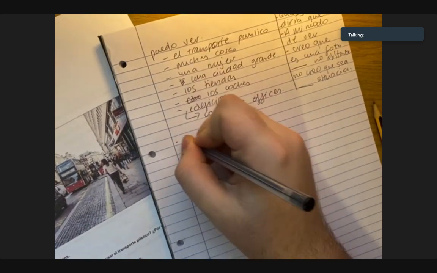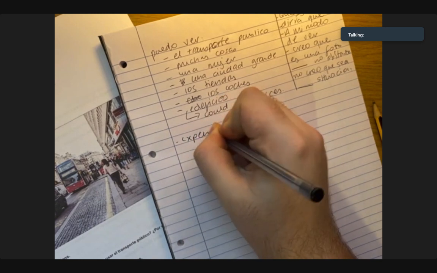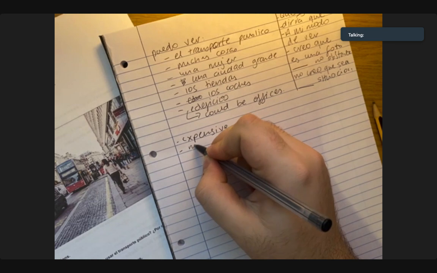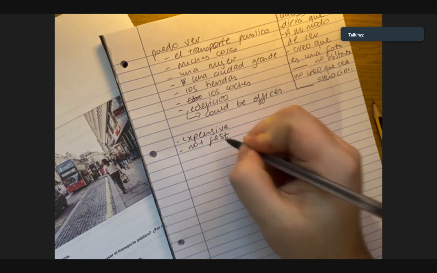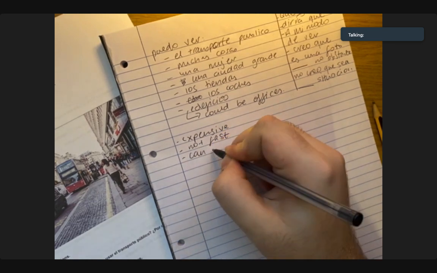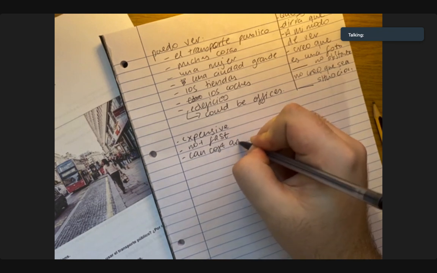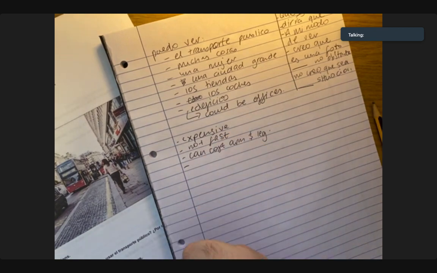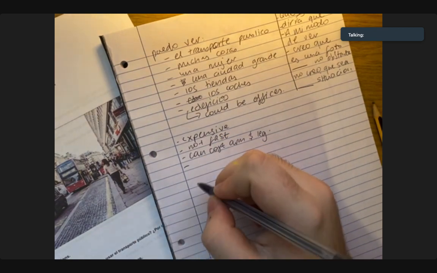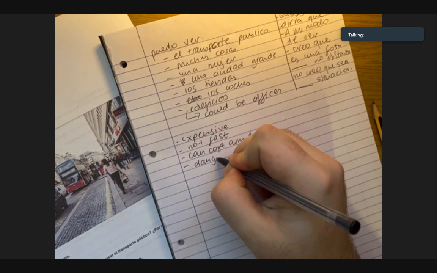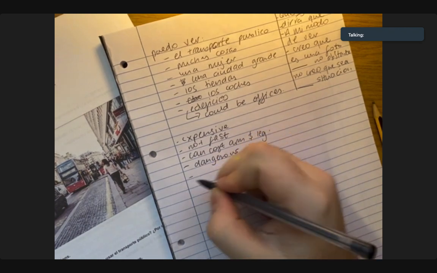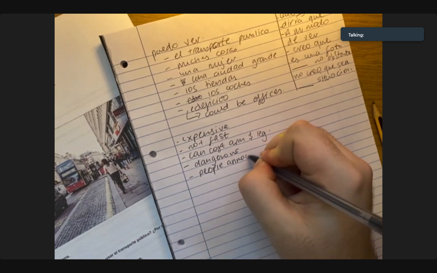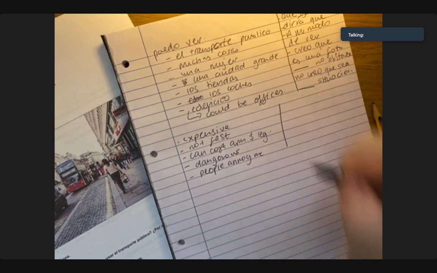It's expensive. It's not fast. It can cost an arm and a leg. I'm going to say it's dangerous. And then personally, you could say that people annoy me, which is a really good phrase to use because it's idiomatic.